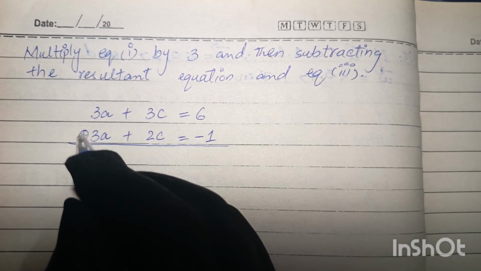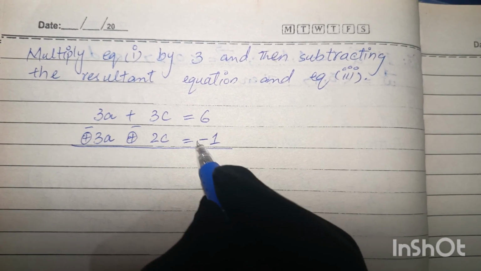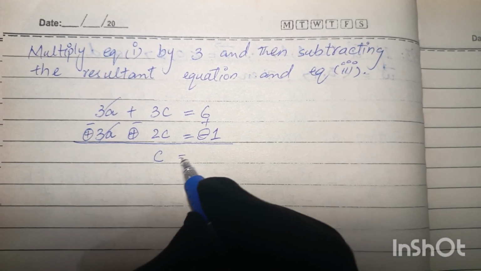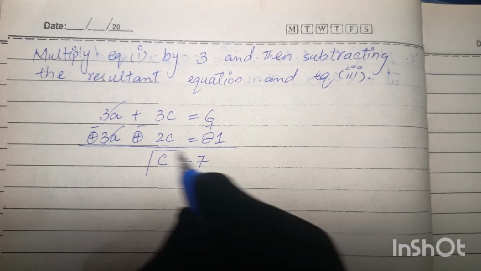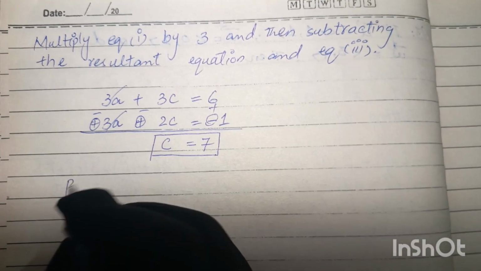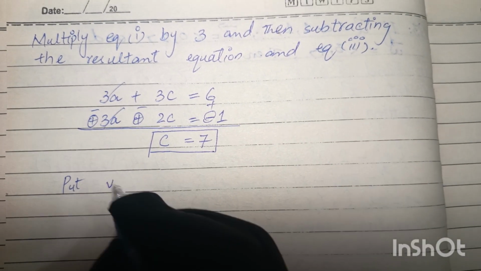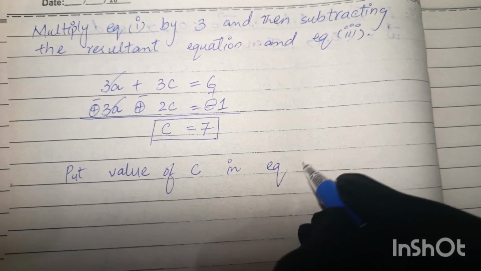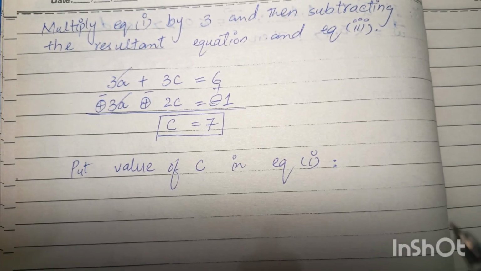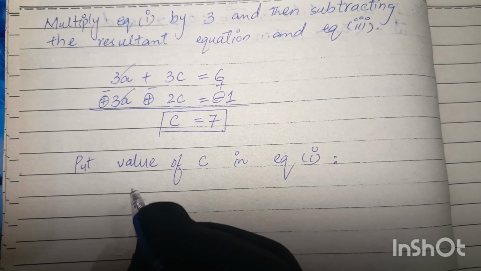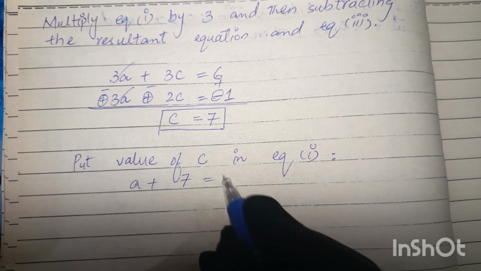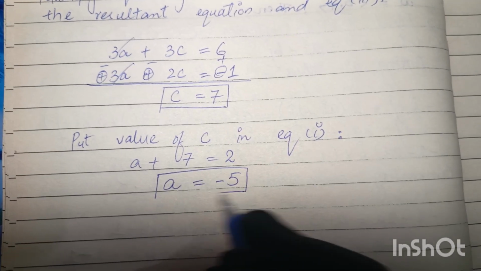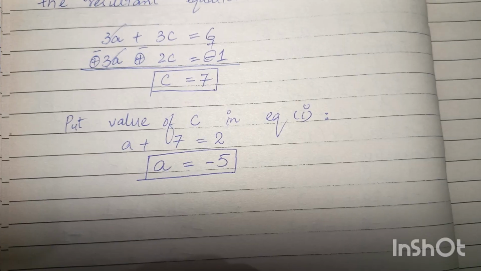Now for the subtraction we will change the sign here, and 3C minus 2C is equal to C, and 6 plus 1 is equal to 7. So value of C is 7. By putting the value of C in equation number 1, which is A plus C is equal to 2, we get A plus 7 is equal to 2, and A is equal to minus 5. So here is the value of A.